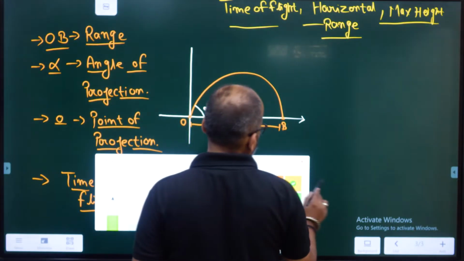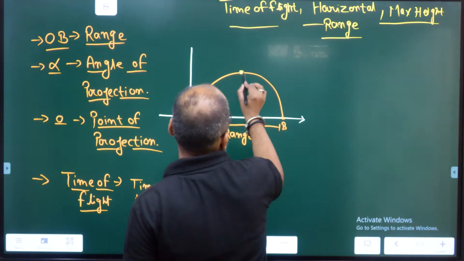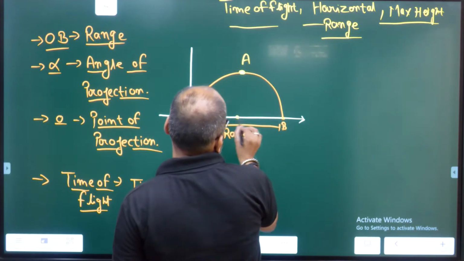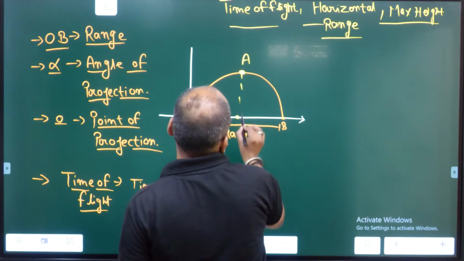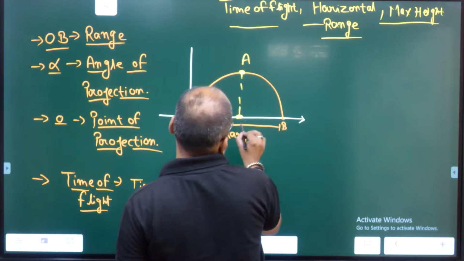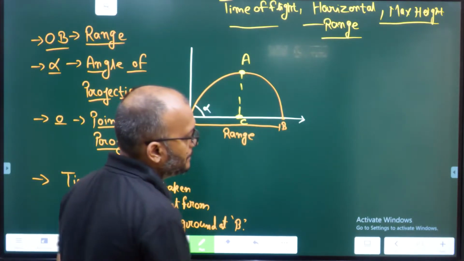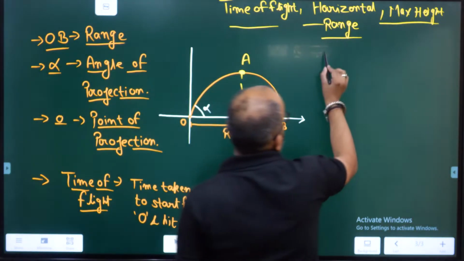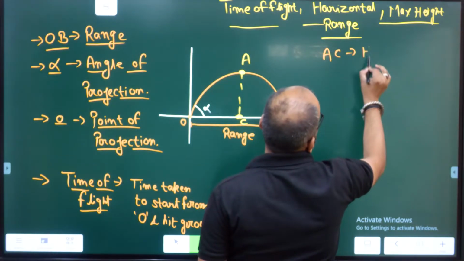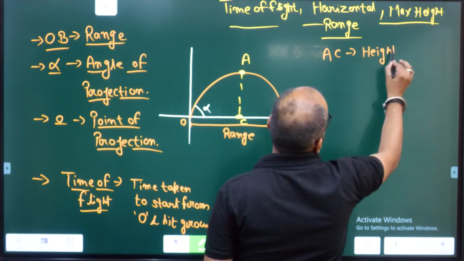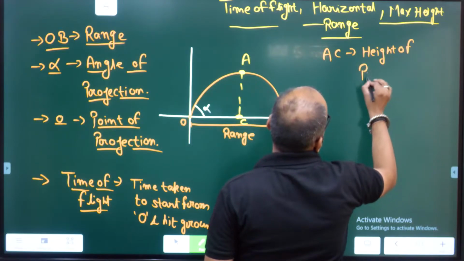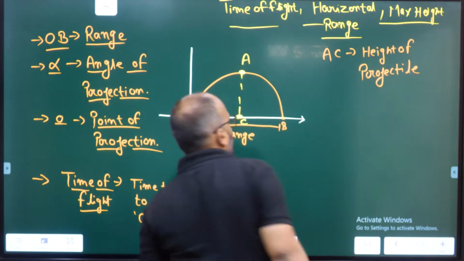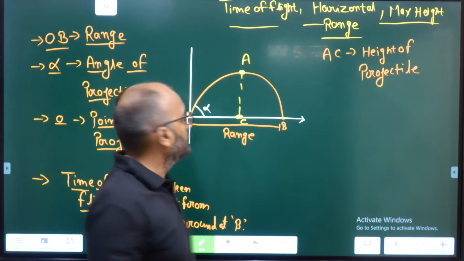Now let's say the projectile reaches this point called A. Let us call this point A. And from horizontal, this point is C. So this AC is known as the maximum height of the projectile, because then the height will decline.